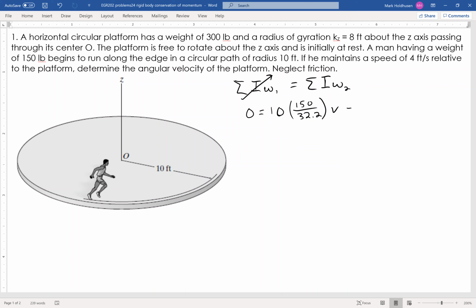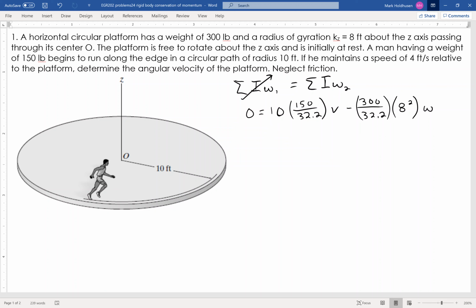That's going to equal I omega of the platform, where I is going to be the mass divided by 32.2 times radius of gyration 8 squared times omega. And I have a negative on there because if the man goes one way, he's going to be pushing the platform in the opposite direction, right? So he's going to be going around one way, and the platform will be going around the other way.